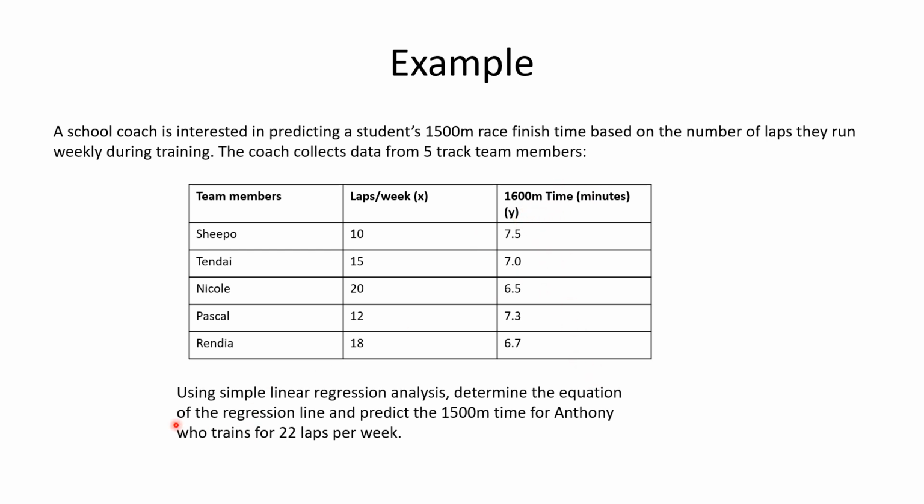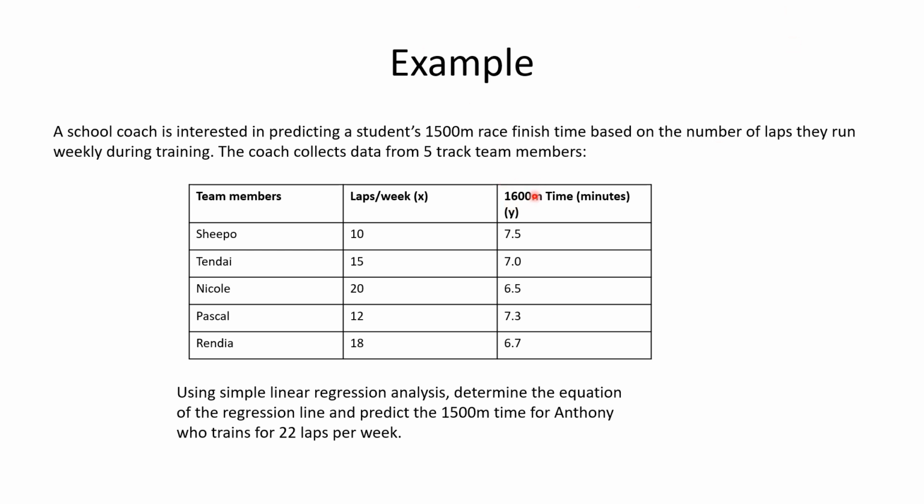So what we're trying to do here is that we want to see the relationship between their average time, the laps per week, and the number of minutes that it takes them to complete. That is when they train, and the amount of average minutes that they clock. And we are also going to ask a simple question. Using the simple linear regression analysis, determine the equation of the regression line and predict the 1,500 meter time for Anthony, that's me, who trains for 22 laps per week.